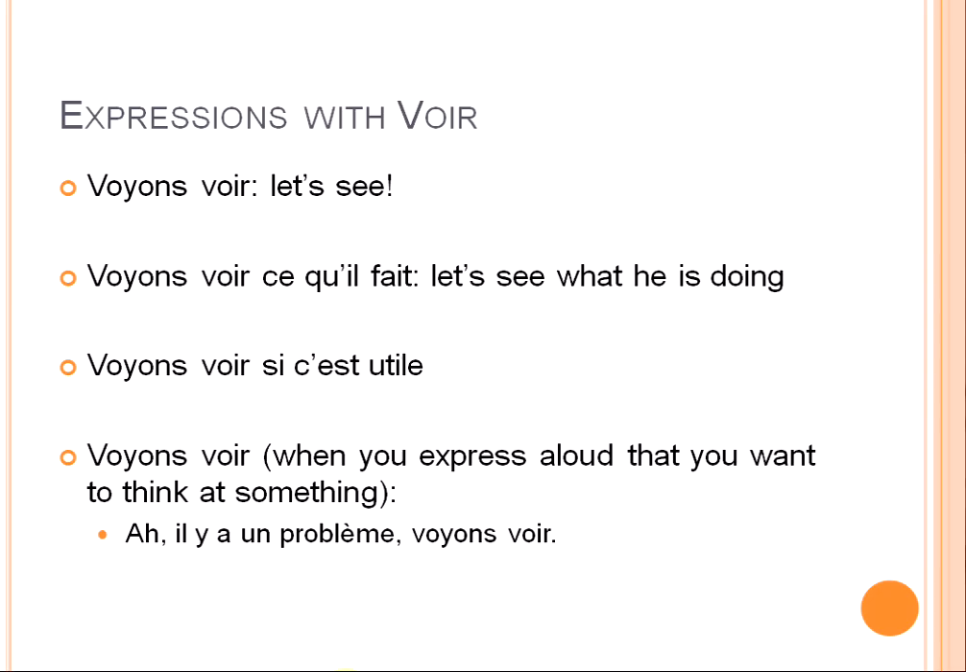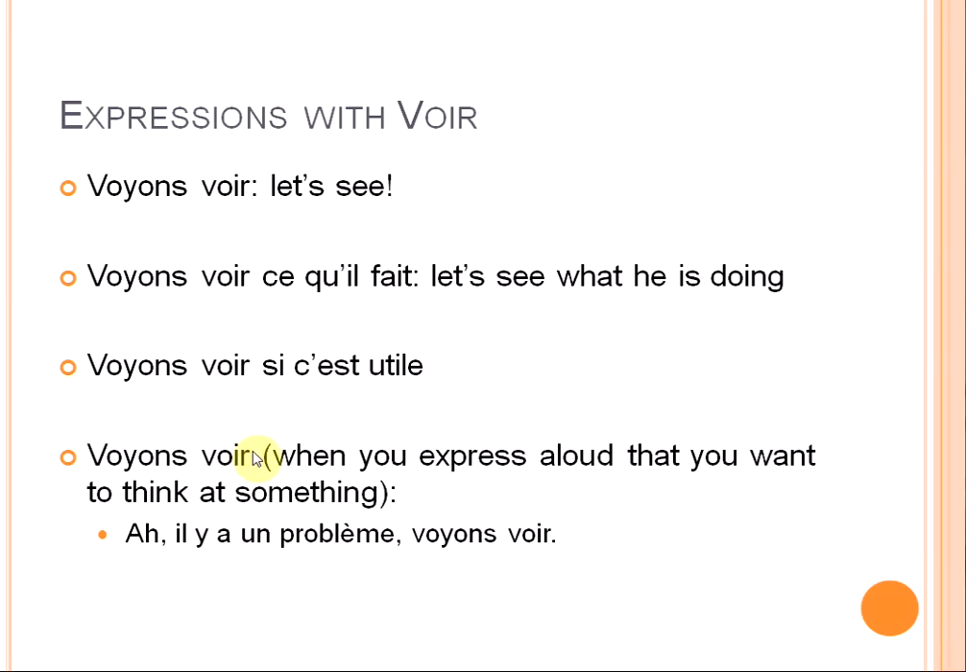Another expression now using the verb to see, voir in French. This one is a strange expression actually because we use twice the verb to see. Here the imperative mood and here the infinitive form. Voyons voir. But it's a very common expression to translate let's see. So for example, let's see what he is doing. Voyons voir ce qu'il fait. Or here, voyons voir si c'est utile. Let's see if it is useful.